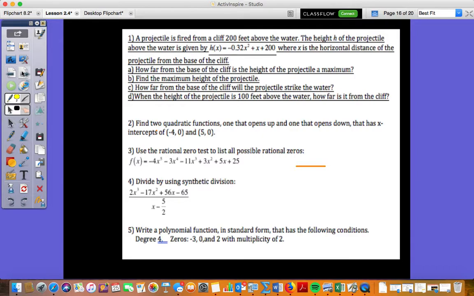Yeah. For number 3, just list all possible references that test.